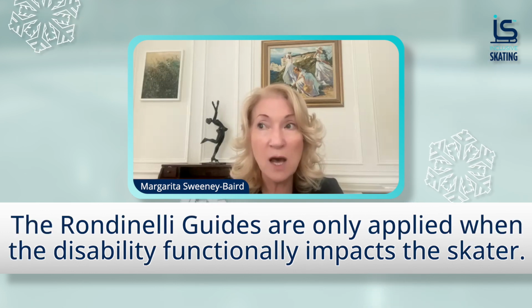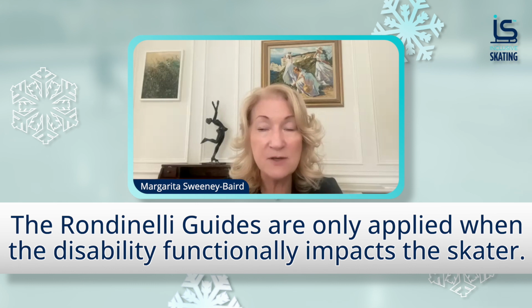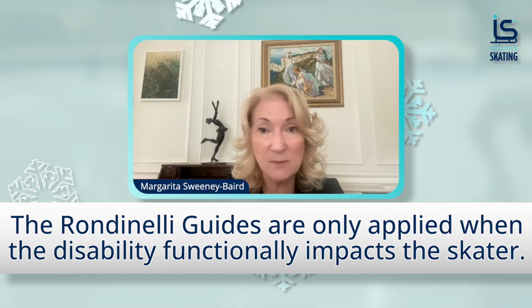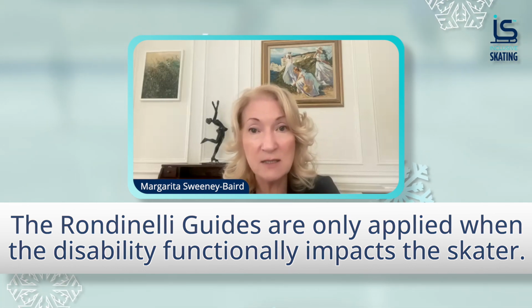The impairment compensation generally does the work of ensuring that you've got consistency across the disabilities. And the Rondinelli guides, they're now in their 6th edition, so there has been a long time in development of equating the impact functionally of one type of disability as against the other. And we will only apply the Rondinelli guides if there's a functional impact of that disability on the particular skater.